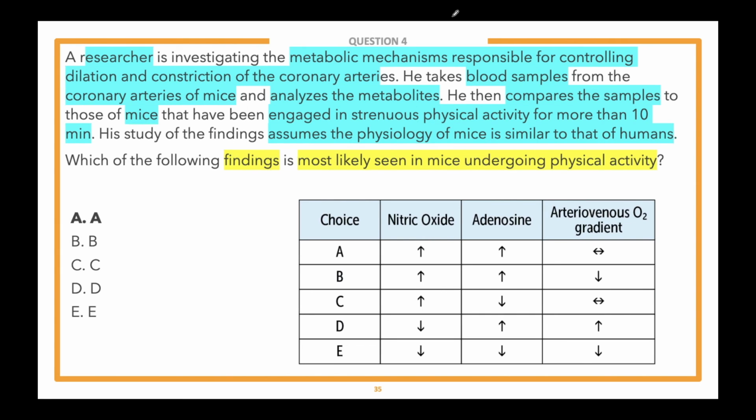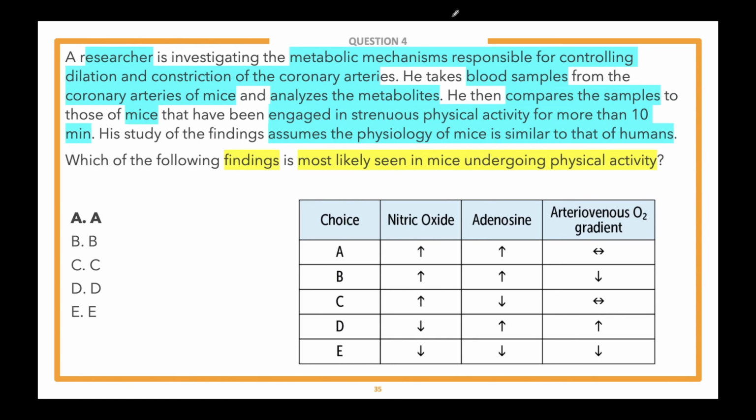Thank you, Sean. So definitely a tough question. Let's take a look at what's going on here. In this question, they're asking about exercise or physical activity. In physical activity, you have increased oxygen demand, and that leads to coronary artery vasodilation. The reason you get that is because of increased adenosine and nitric oxide. These are the main controllers of vasodilation.